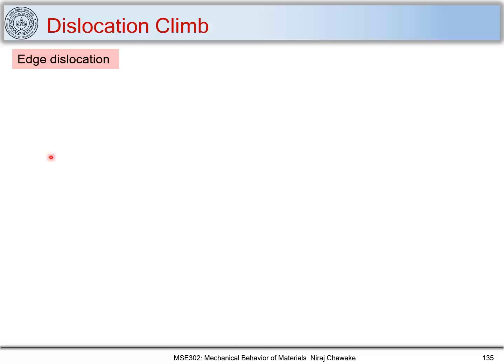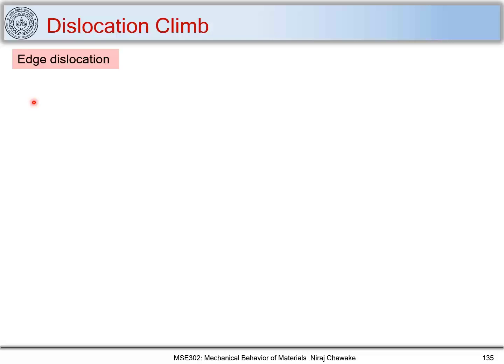We have seen that an edge dislocation can glide only in the slip plane containing the dislocation line and its Burgers vector. Also, we have seen that a screw dislocation can cross slip from a given slip plane to another slip plane. However, an edge dislocation cannot cross slip. But under certain conditions, an edge dislocation can move out of the slip plane onto a parallel plane directly above or below the slip plane.